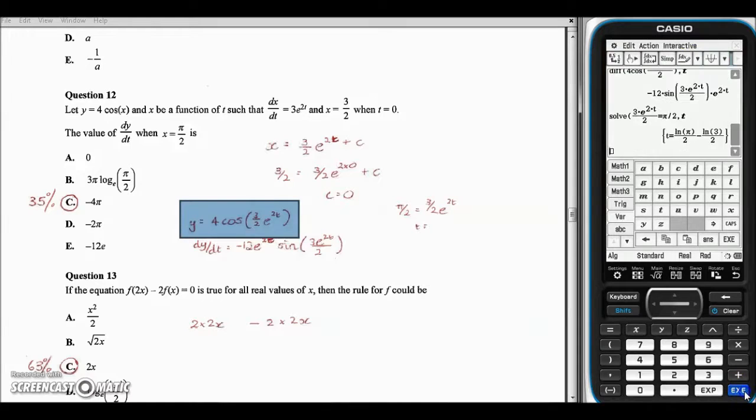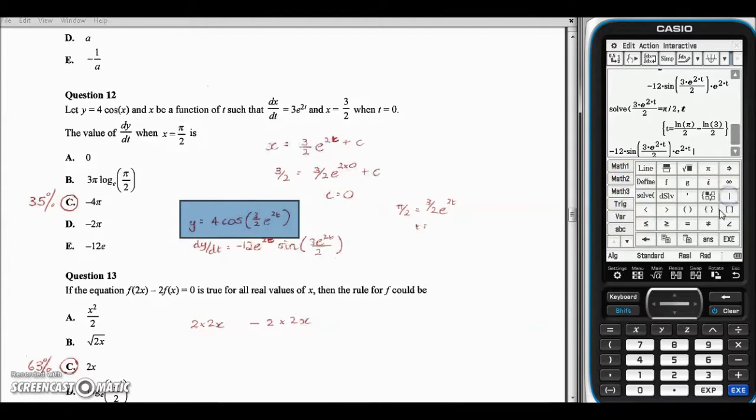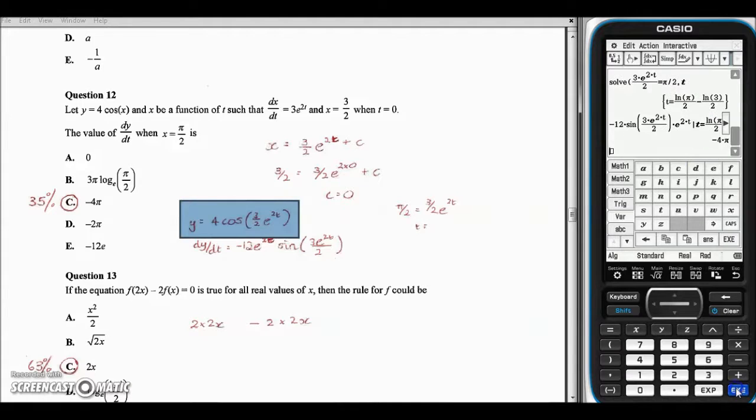And we get that. So what we need to do is sub log of pi on 2 minus log of 3 on 2 into here. And this is when the "given that" function is really, really helpful. So we're going to drag that down and we're going to go "given that t equals" this thing here. Okay, and then that gives us negative 4 pi, which is the answer.